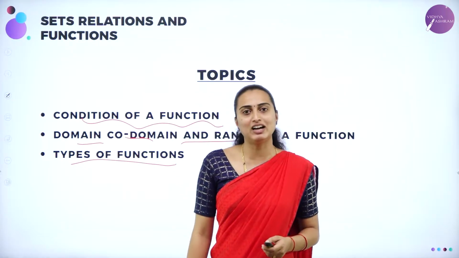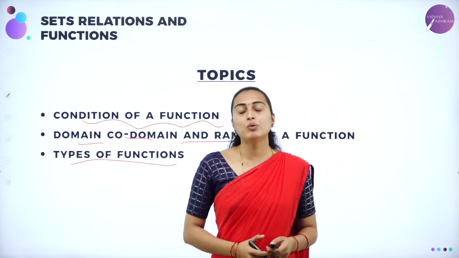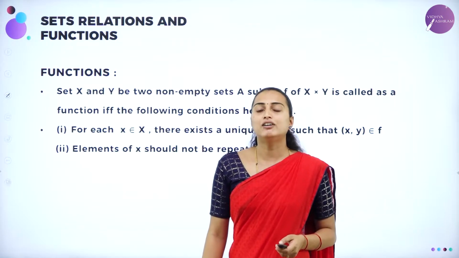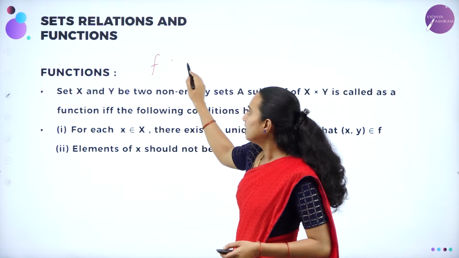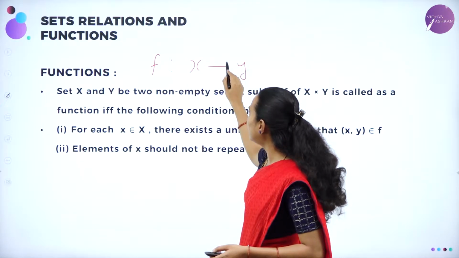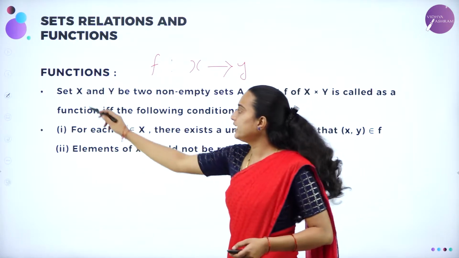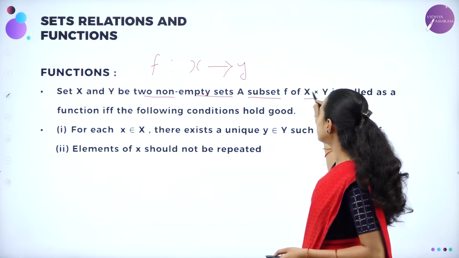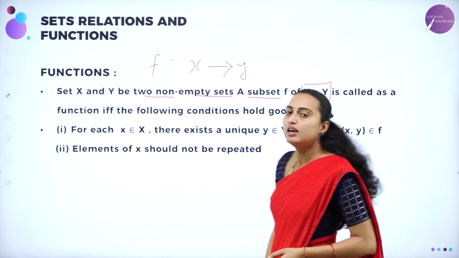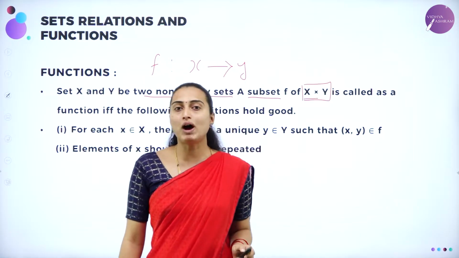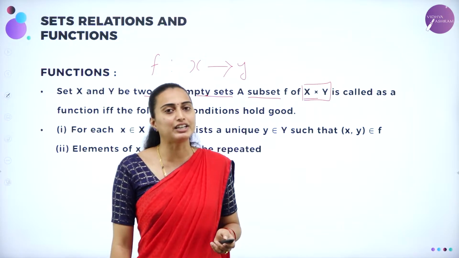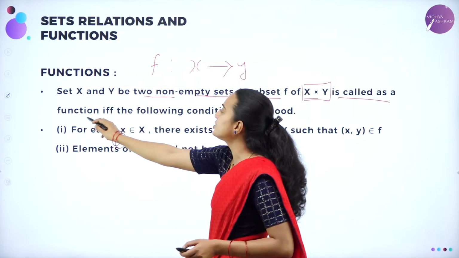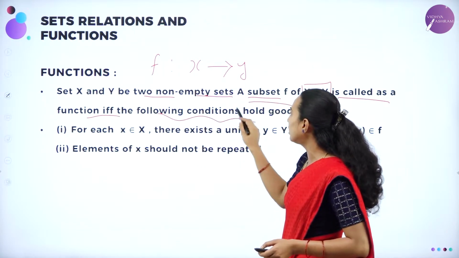Let me look into what is the condition of a function here. A function is nothing but a function from X to Y. Here I am taking set X and Y to be two non-empty sets, and a subset of X into Y. This is important: a subset of X into Y. What is X into Y? It is nothing but the Cartesian product, isn't it? X into Y is called a function if the following conditions hold good.